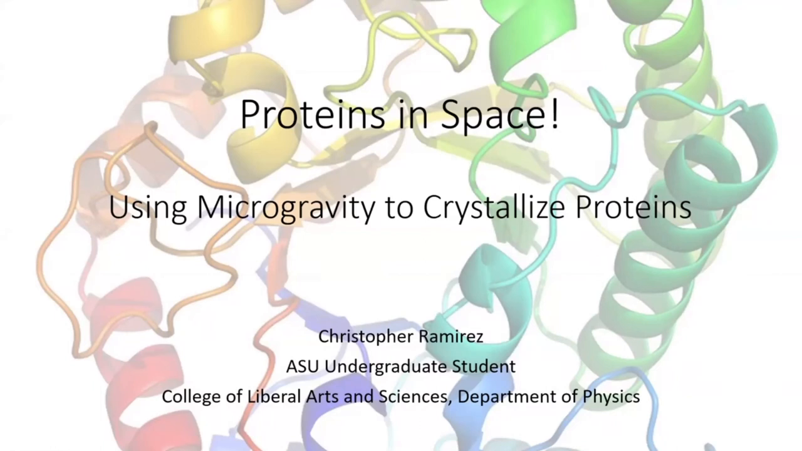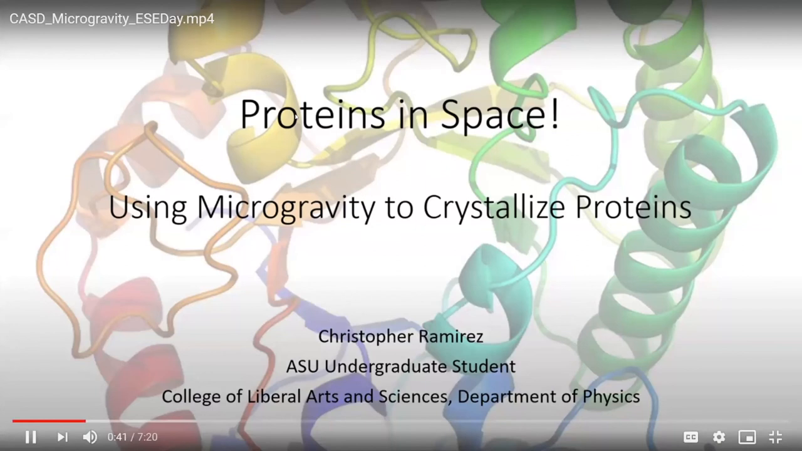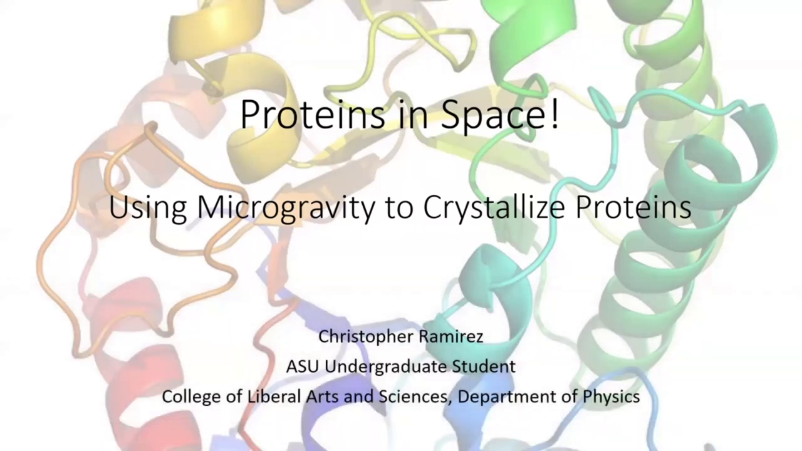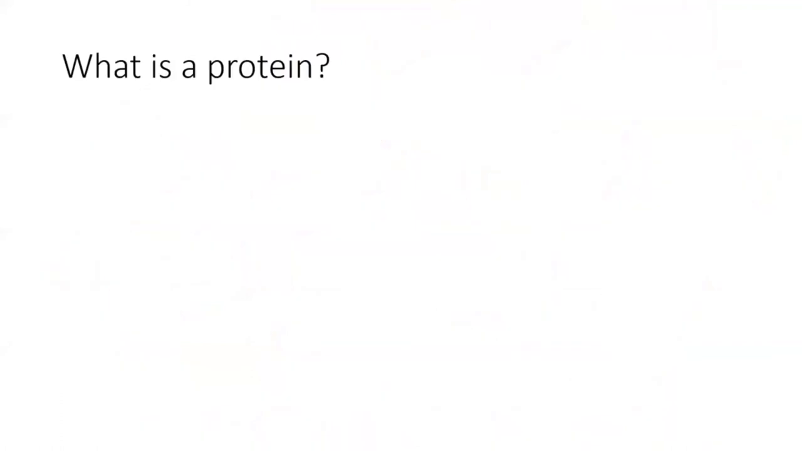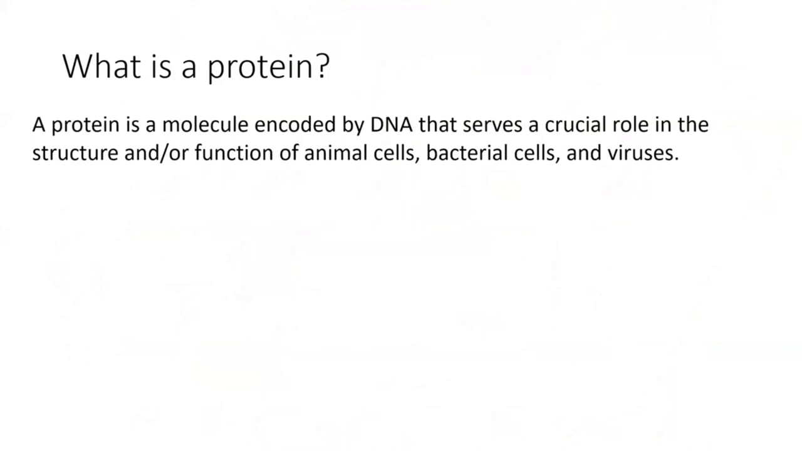My lab works on the determination of the structures of various biological molecules called proteins. That's what I want to talk to you about today. So one way we can determine the structure of a protein is by using microgravity to crystallize it. And I know that's kind of a lot to take in if you haven't heard that much about this before, so I'm going to start at the beginning and define what a protein is and why it matters. A protein is a molecule encoded by your DNA that serves a crucial role in the structure or function of our cells or bacterial cells or even viruses.